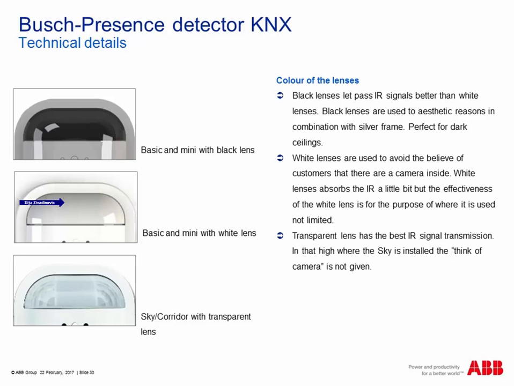But if you come from the engineering side and you say black is less sensitive than the milky one, this is not true. You have no reduction in absorption here, so both are very, very accurate. The transparent lens, of course, is the best lens. There is no absorption of IR signals. This you will only find on our sky and on our corridor.